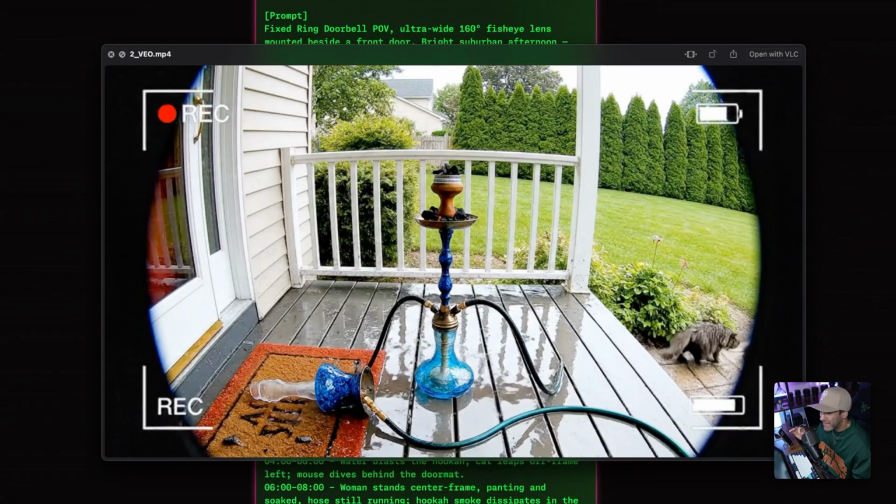That's pretty good. That's pretty good. I'm going to show you guys two of the Sora ones because the Sora ones were pretty hilarious. Here's number one.